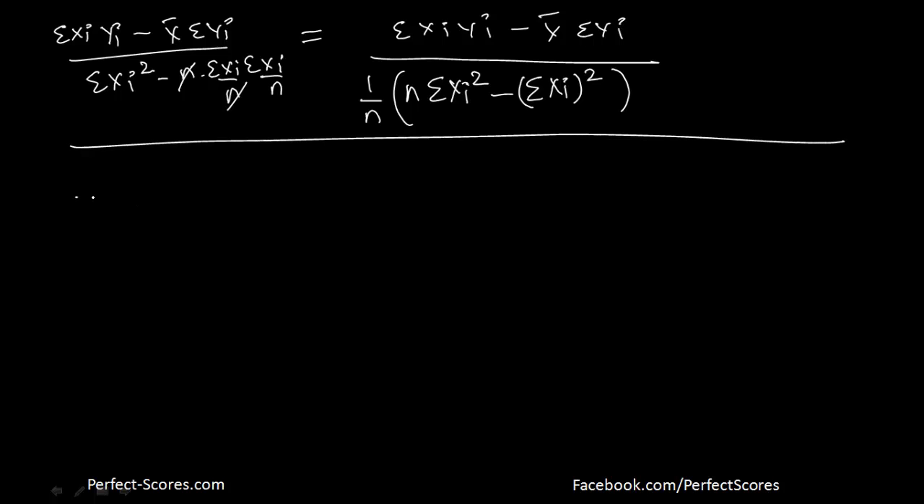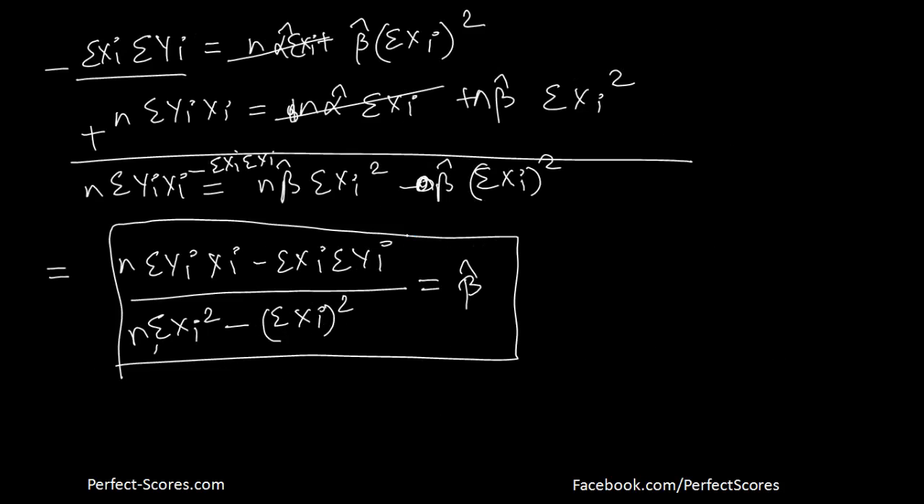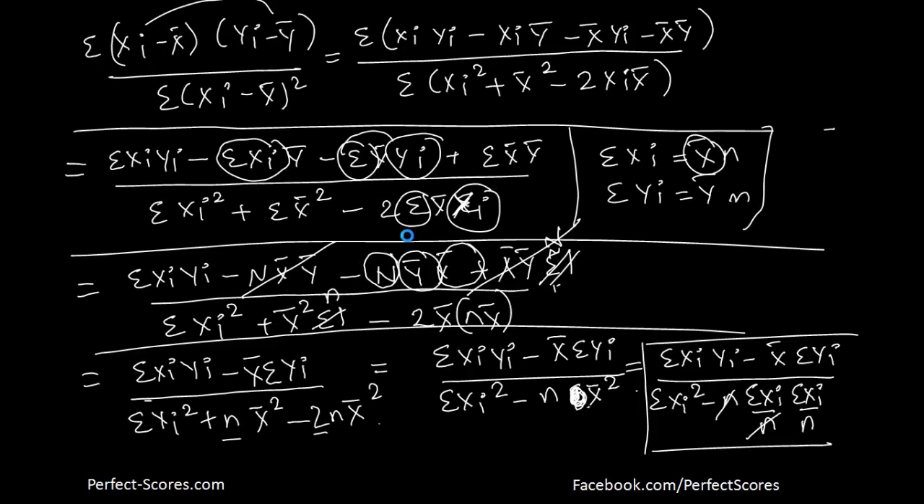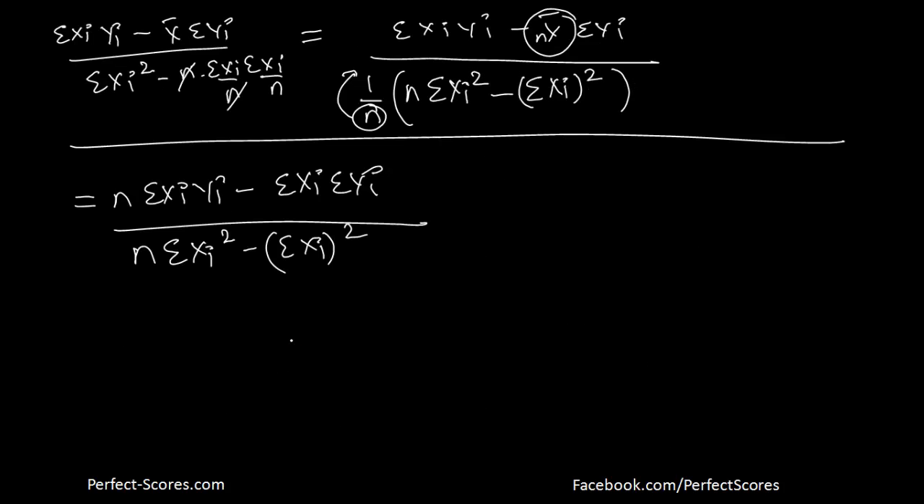If I break this down further, this n is going to go at the top. I'm going to get n into summation of xi yi minus n into x bar, which gives me summation of xi, summation of yi, over n into summation of xi square minus summation of xi whole square. If you look, this is nothing but your beta hat.